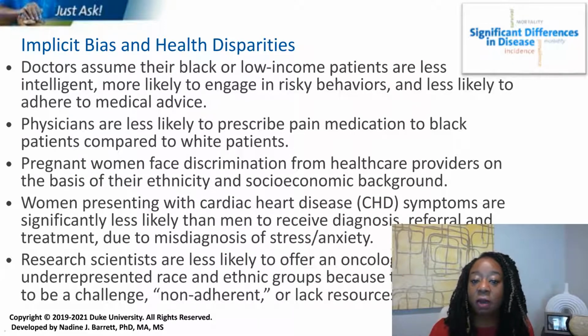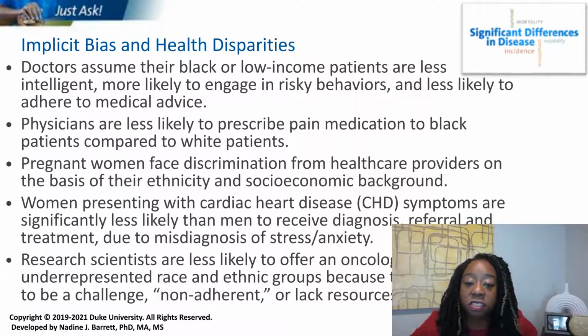We also see clearly that women who present with cardiac heart disease symptoms, for example, are significantly less likely than men to receive diagnosis, referral, and treatment. A young man or a young woman may very well show up to the emergency room, and there's a wealth of studies now showing that men get treated differently from women when they show up, although they may both have symptoms of what one may say are the beginning of potentially a heart attack.